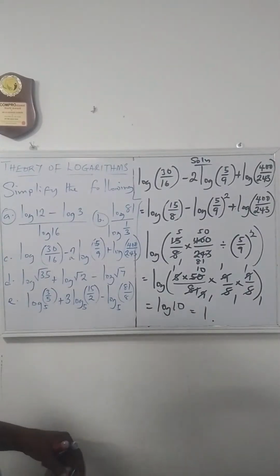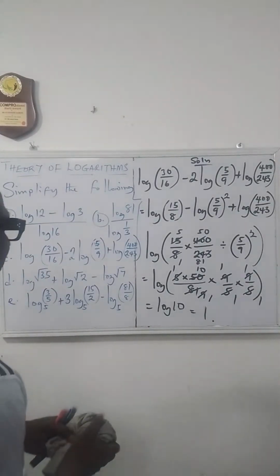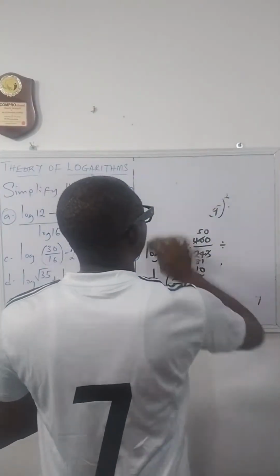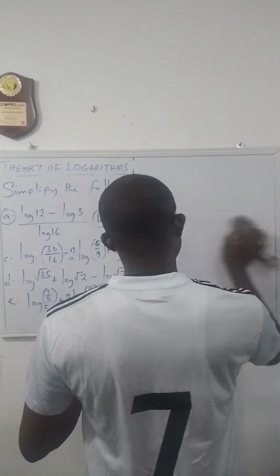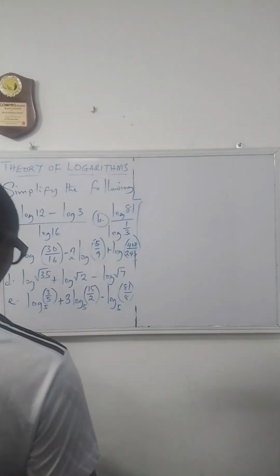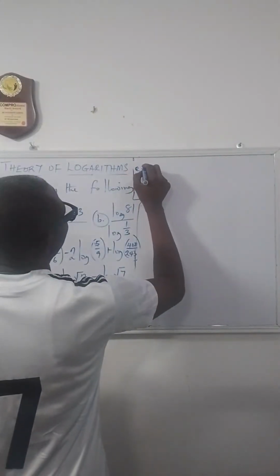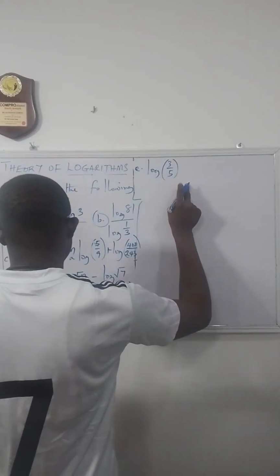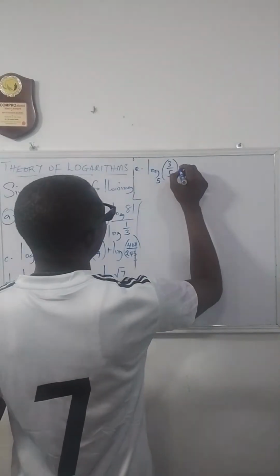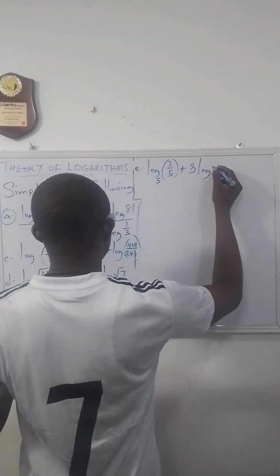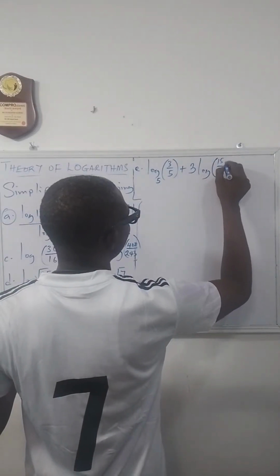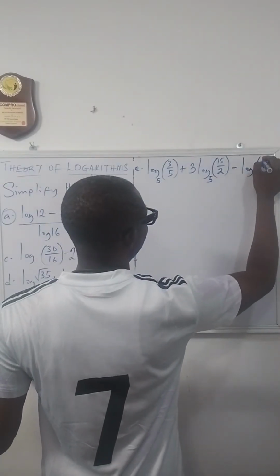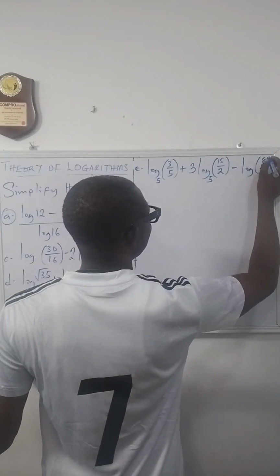Okay. So the last question we have here is, we have logarithm of 3 over 5, okay, base 5, plus 3 logarithm of 15 over 2 base 5, minus logarithm of 81 over 8 base 5.